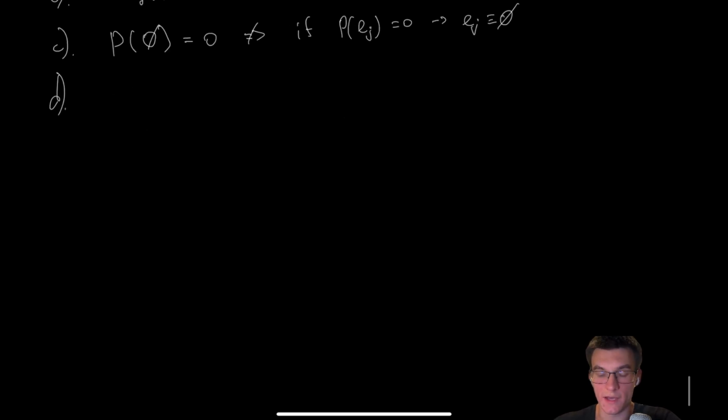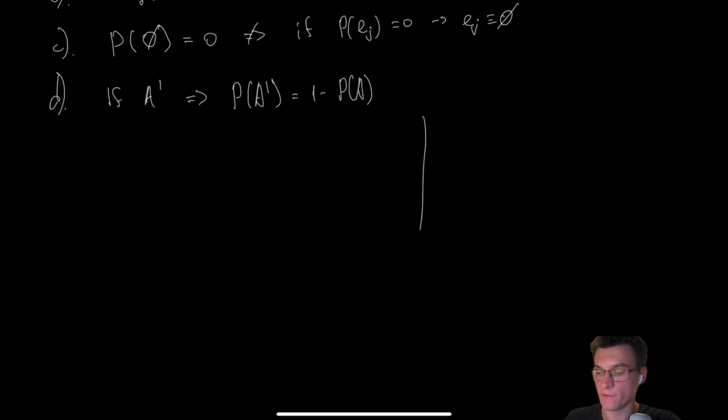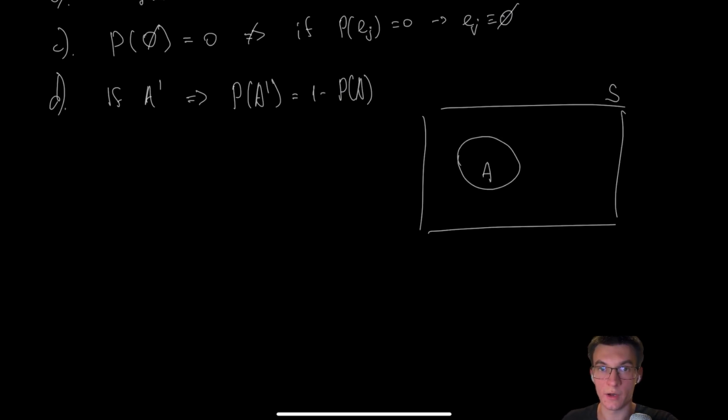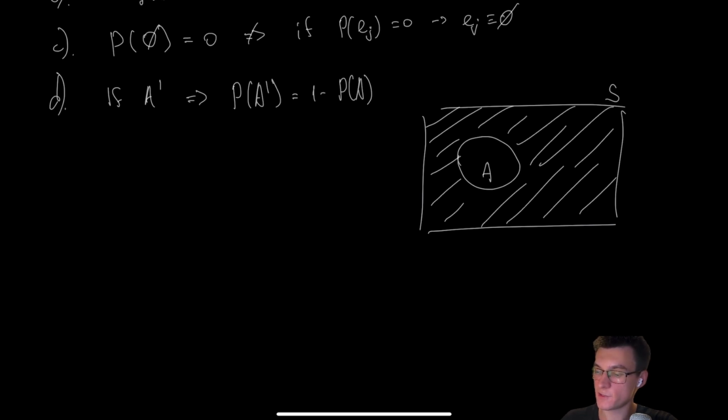Let's go next. If A prime is the complement of A, then the probability of A prime equals 1 minus the probability of A. That's it. If we have some sample space S and we have A, then the complement of that is the space which goes beyond the space of A. So this is everything except A itself.